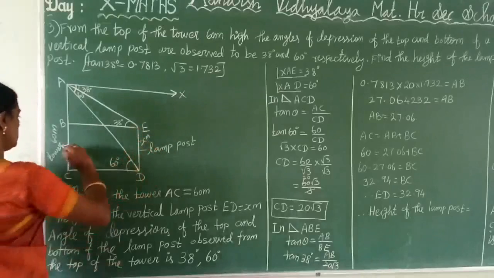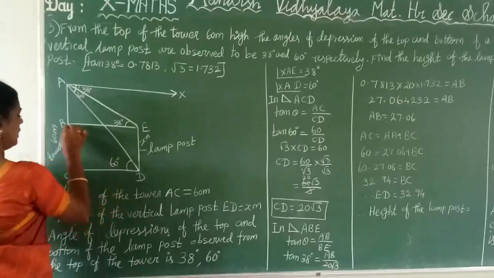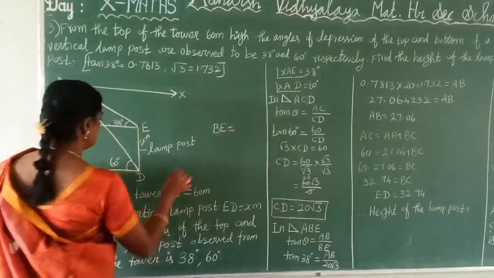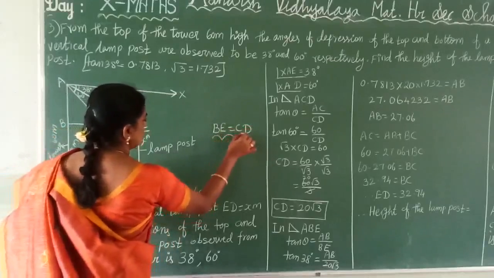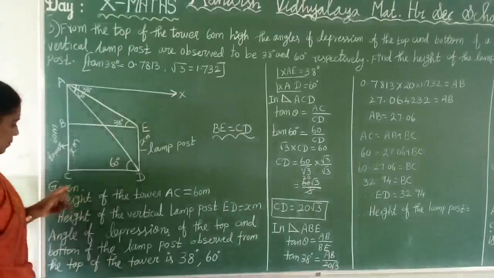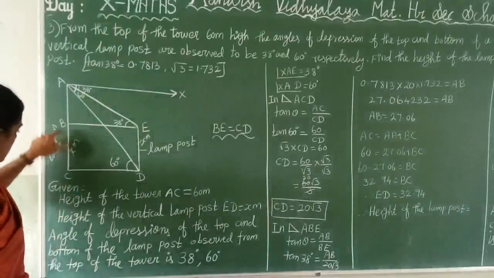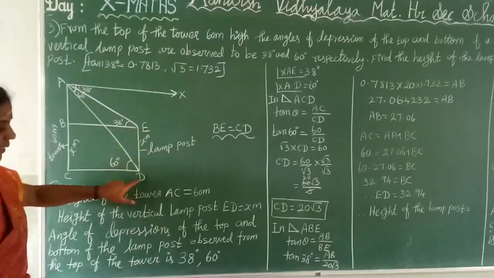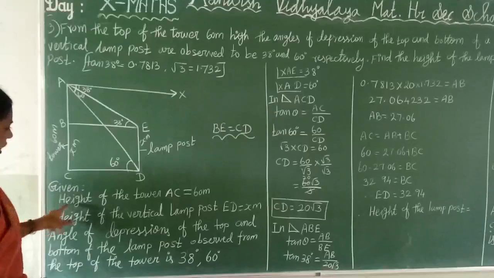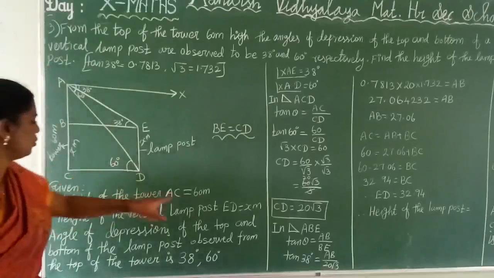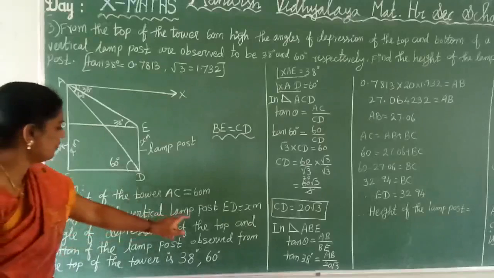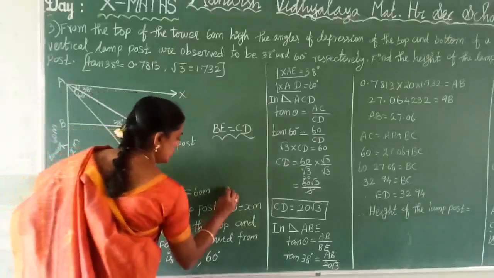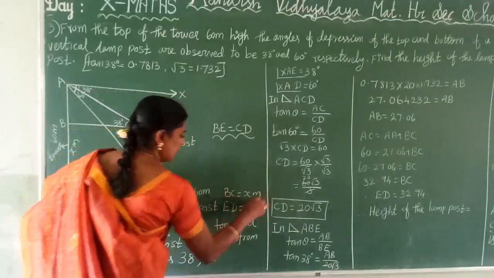So this one is x meter, this is also x meter, and BE is equal to CD. So all the givens you mention clearly. And BC is equal to CD, ED is x meter. And write the given height of the tower AC equal to 60 meter. Height of the vertical lamp post ED is equal to BC also. So BC is also x meter.